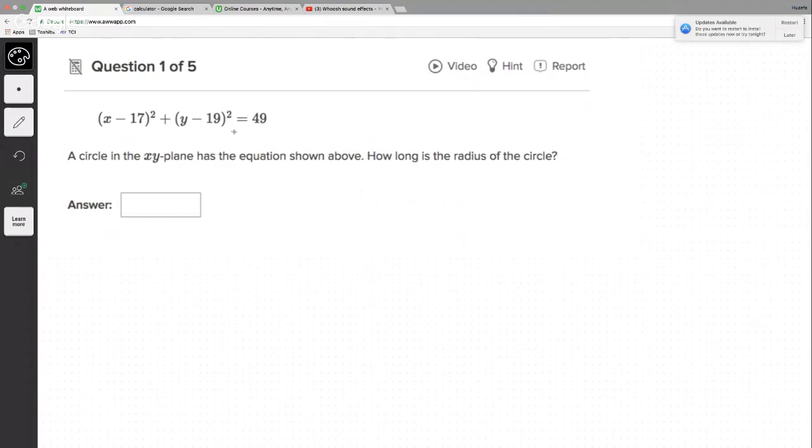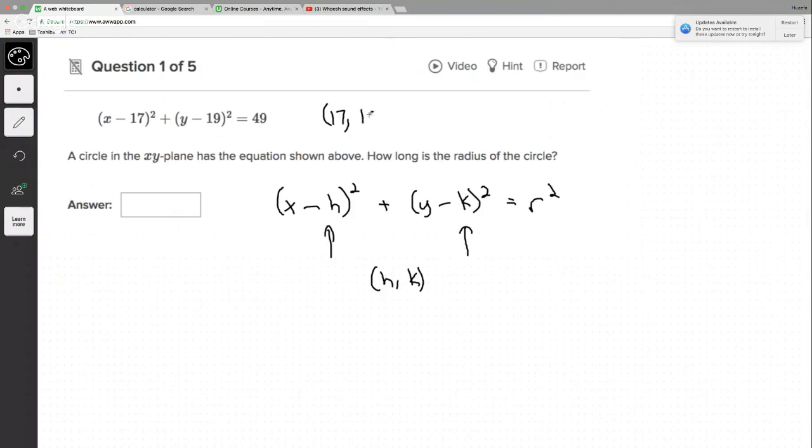If we have x minus 17 squared, y minus 9. This is the generic formula for a circle. It's like this: x minus h squared plus y minus k squared equals r squared. So what does this mean? Whatever is being subtracted from x and whatever's being subtracted from y, that h and that k, those make up the center of the circle. So that means this particular circle is centered at 17, 9. It's not asking for that, but that's where it's centered.